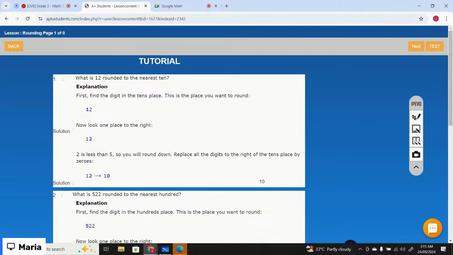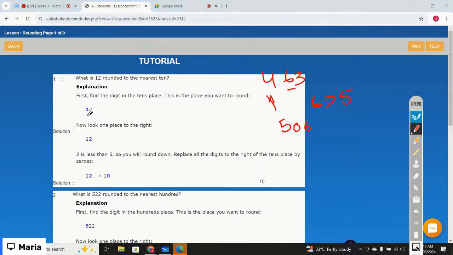What is 12 rounded to the nearest 10? That is exactly the same as what we just did, right? You are given 12, you have to round to the nearest 10. So 1 is at the tens position, right? Next to 1 you have 2. You can compare this 2 to 5. So 2 is less than 5. You need to round down. So 12 is rounded off to 10. The correct option is 10.